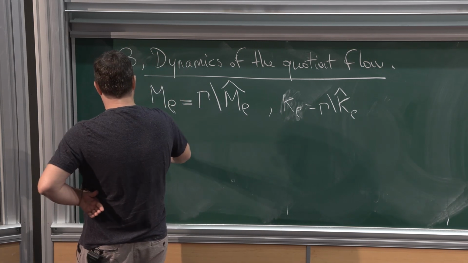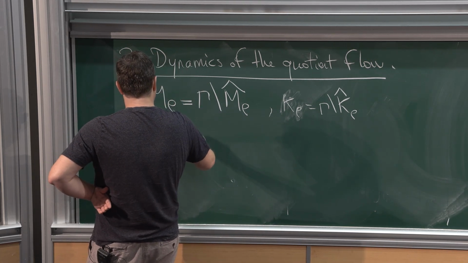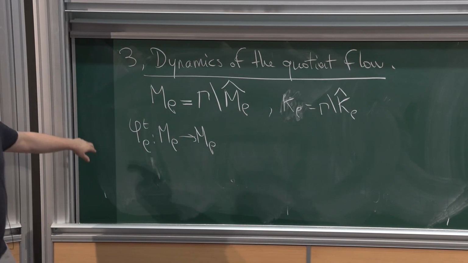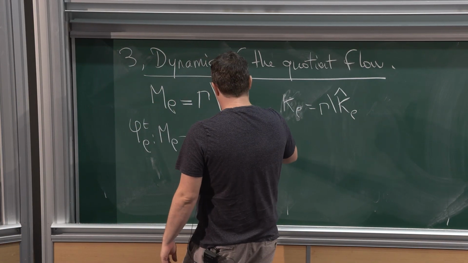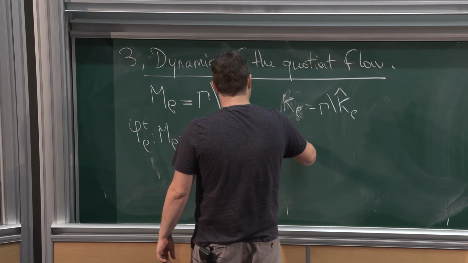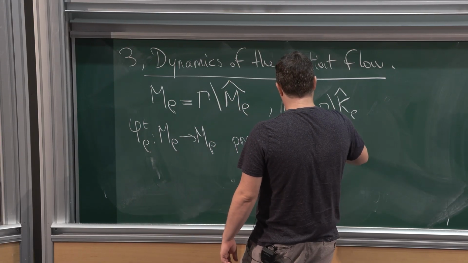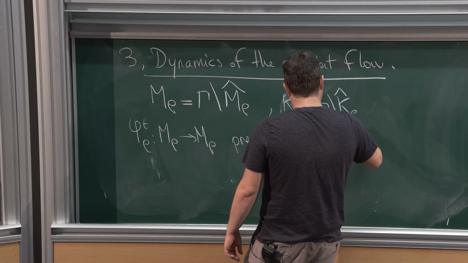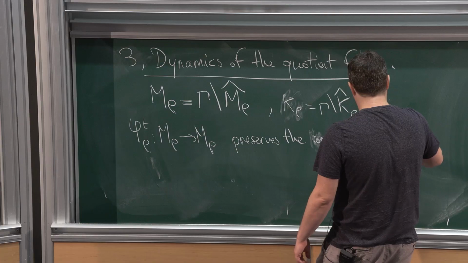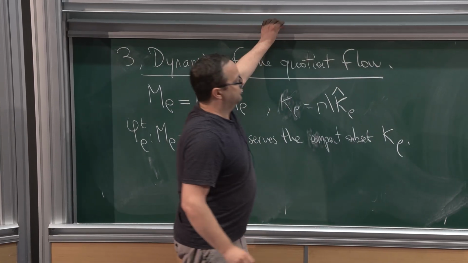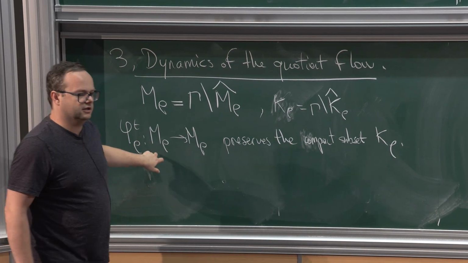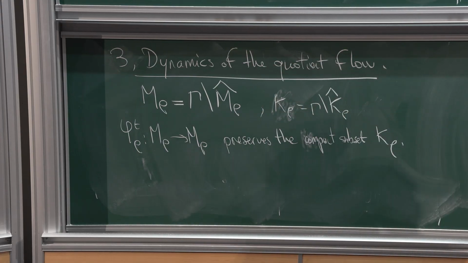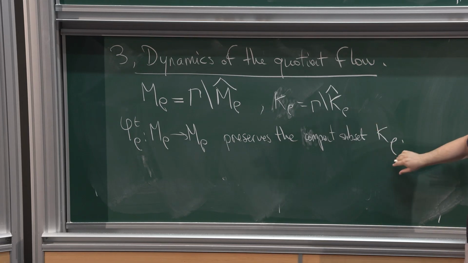And so now we have a flow phi t rho that is the quotient flow defined on the whole quotient manifold M rho, and this preserves the compact subset K rho. So we're already in the setting of having a smooth flow, even a real analytic flow, on a real analytic manifold M rho, preserving a compact subset K rho. And what we're going to try to figure out is that this flow is an Axiom A flow with non-wandering set K rho.